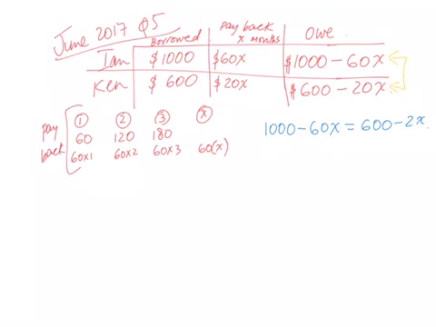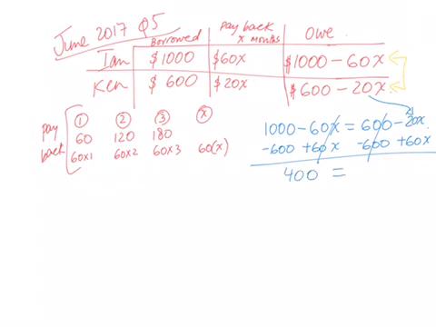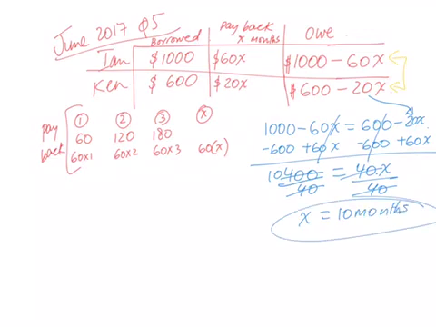So let's subtract 600 from both sides. You can use SADMAP. And let's add 60x to both sides. Oh, this should be 20x, right? From here, 20x. So this will cancel off. This will cancel off. What's 1,000 minus 600? 400. What's negative 20 plus 60? 40x. And then we can divide 40 on both sides. So we get 10 months. So at 10 months, everything's equal. Both of them, Ian and Ken, owe the same amount to their parents.